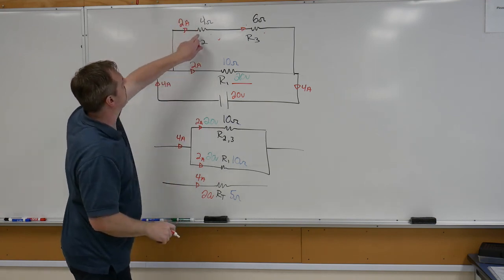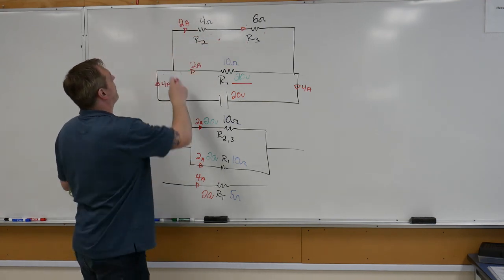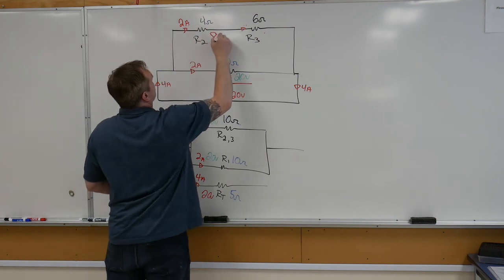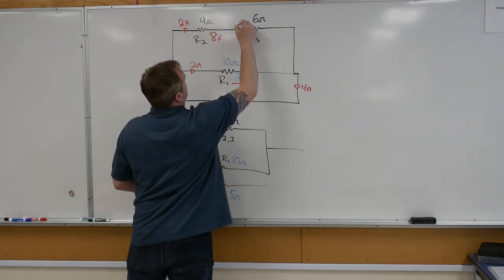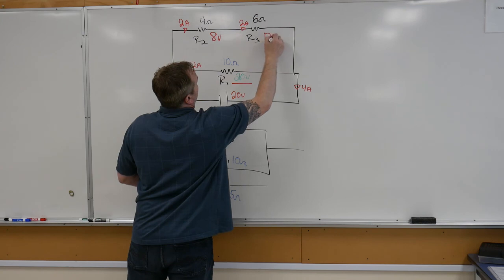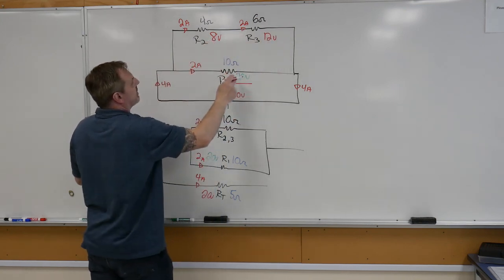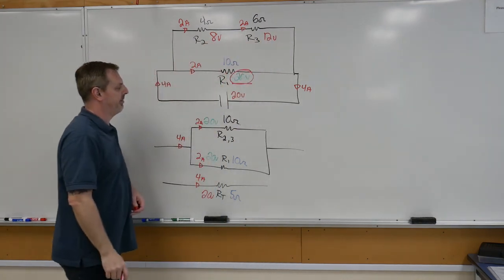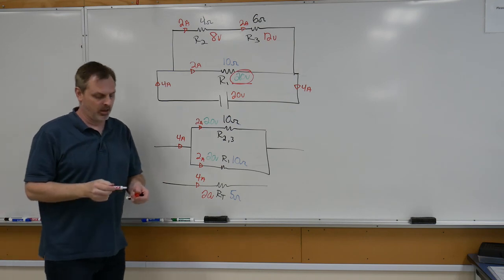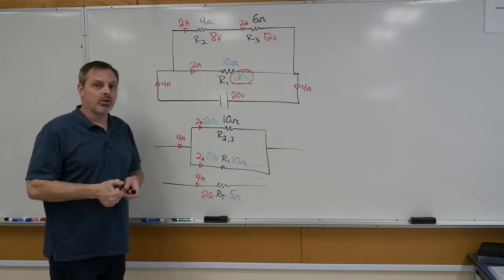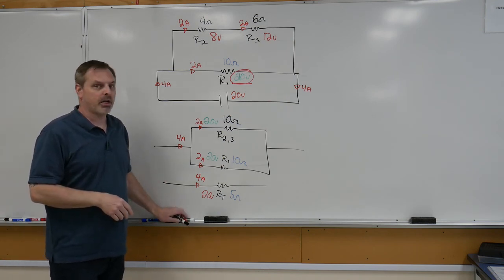However, now you can see the voltage drops would be different up here. 2 times 4 giving us 8 volts. 2 times 6 giving us 12 volts. 12 plus 8 giving us the 20 volts there again. Okay? So that concludes our initial lesson on combination circuits.